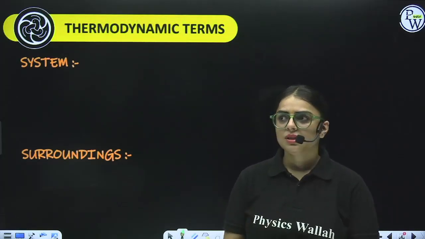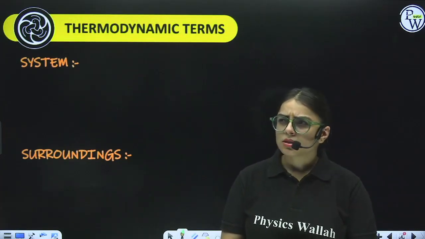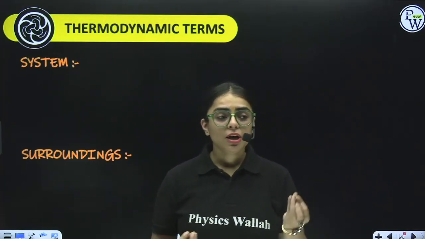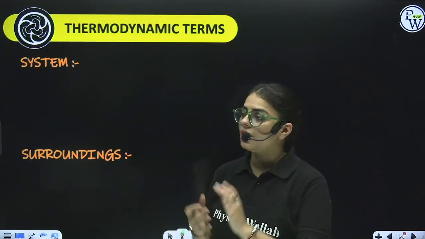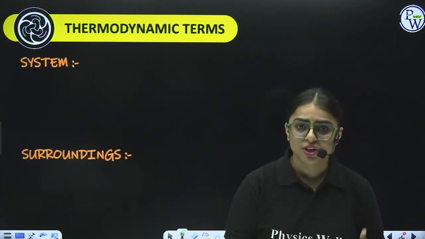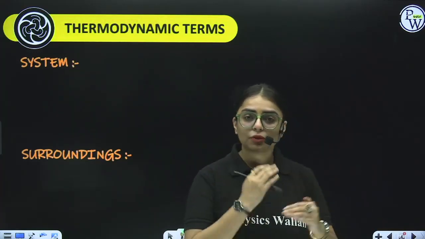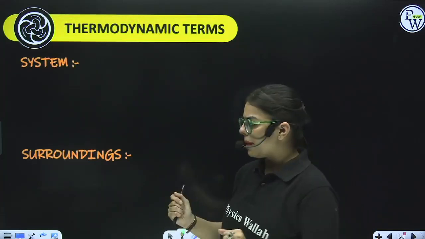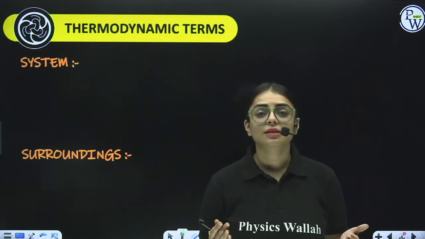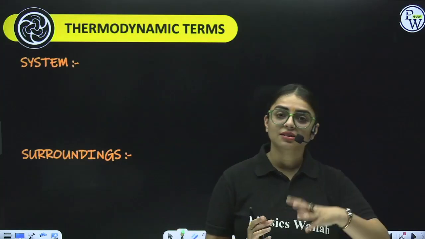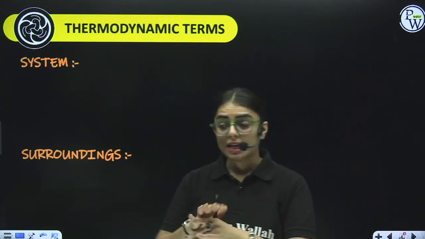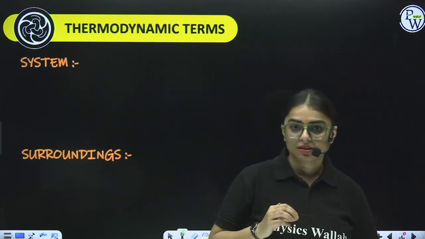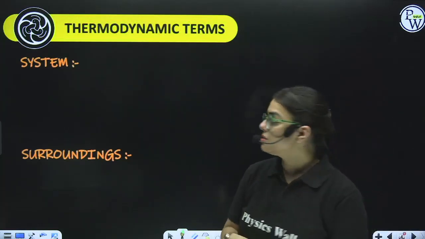What is a system? You will say, ma'am, system, I guess computer system. No, no, no, not that system. System over here is something which is under our study. For example, if I am doing a certain reaction in a laboratory, I am performing something. So the part of the universe that is under my study will be the system. Okay, ma'am, so what is surrounding? The part other than the system in the universe which is left is surrounding. Are you getting my point? The portion that is under my observation is the system, and the part other than that in the complete universe is surrounding.